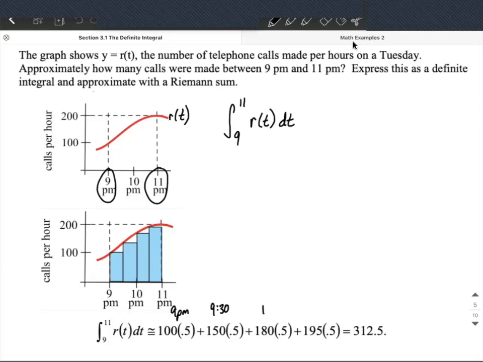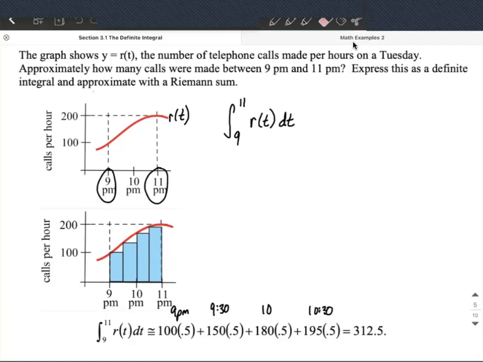Okay, the next one continues on at 10, and then 10:30 for the last one. Hopefully this makes sense as they're approximating the height of the rectangle at 10 o'clock was 180. So 10 o'clock goes up here. They say that has a y value of 180 multiplied by the width of this rectangle, 0.5. 10:30, drew it up to the function. See that there are 195 calls coming in, multiplied it by the width of the rectangle, which is 0.5. After you've done all these computations for the areas, what we're going to do is add them together. Take a summation and get 312.5 telephone calls in between 9 p.m.